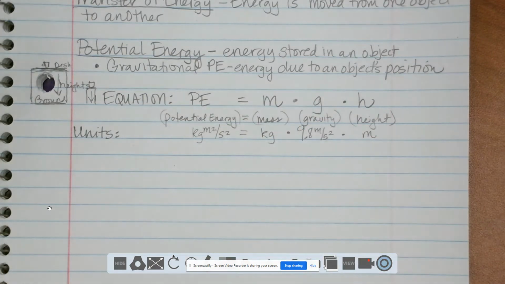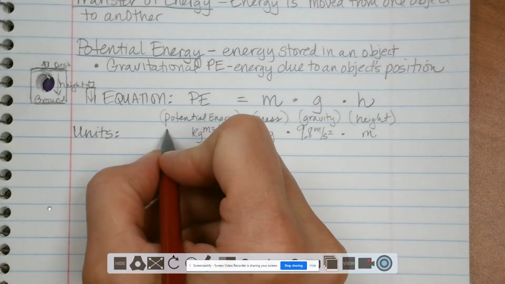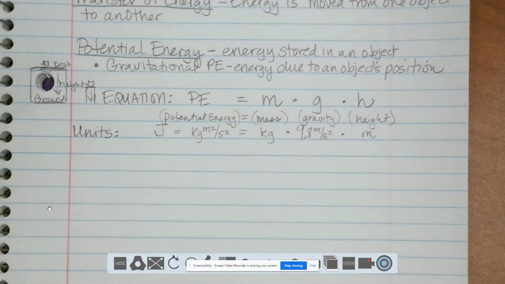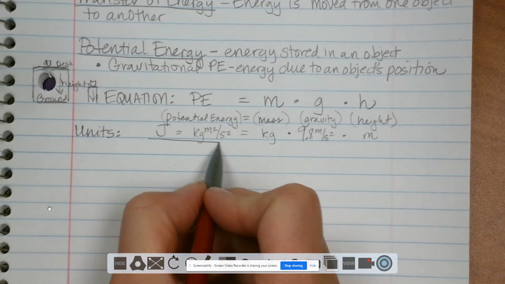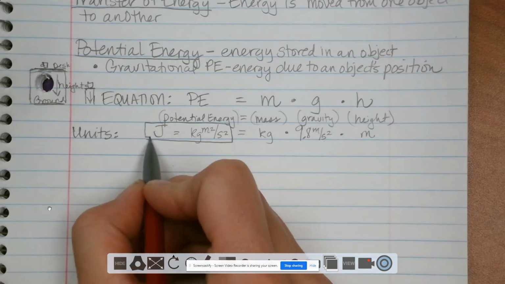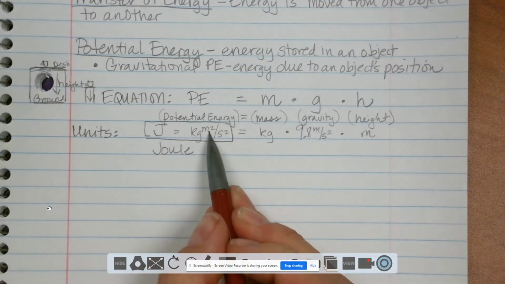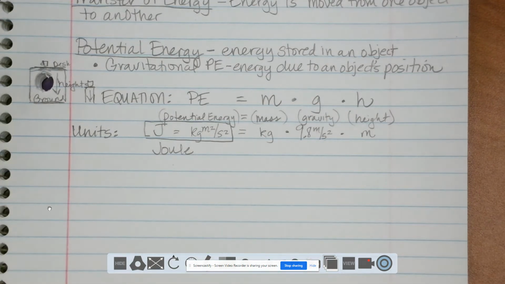So that's kind of a long unit. Who wants to say kilograms meters squared per second squared? So instead, they decided to call it a joule. A joule, I'll write it out, is a kilogram meters squared per second squared. So we break it down and we call it J, or a joule.